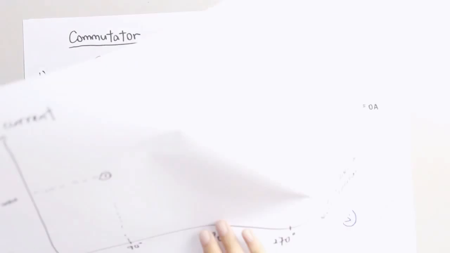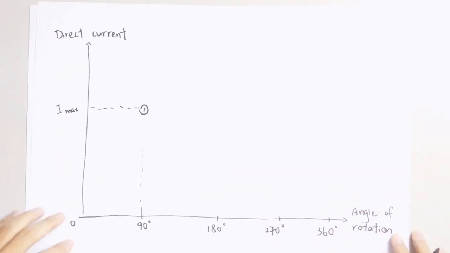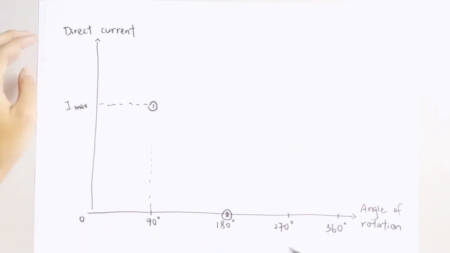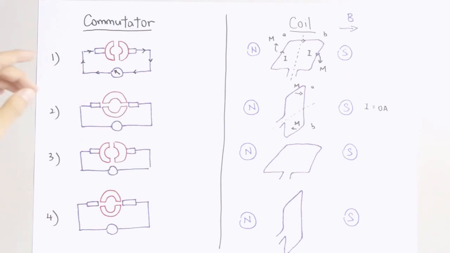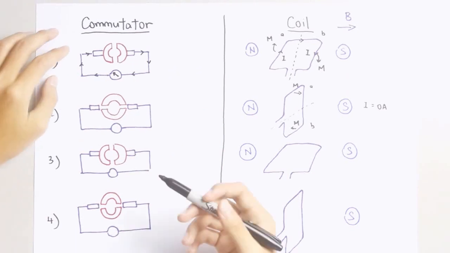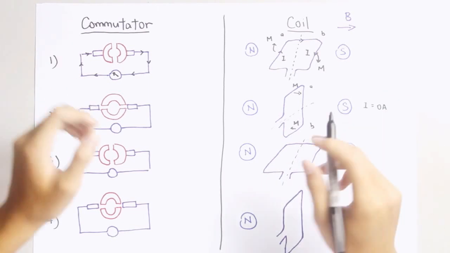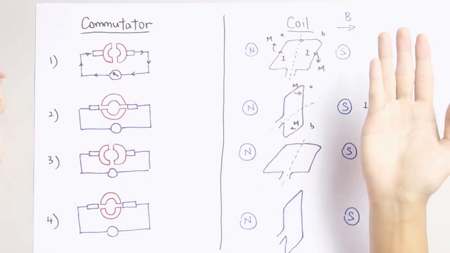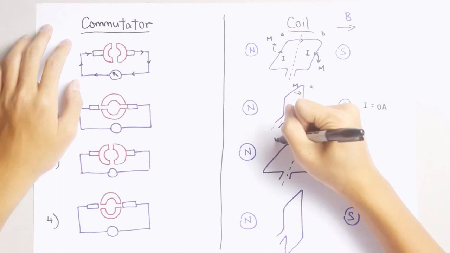So back to the graph. The position of part 2 will be here, because the induced current will be 0. Next, we move on to part 3. Again, the axis of rotation. We rotate the coil once again, another 90 degrees. So A will be here and B will be here.